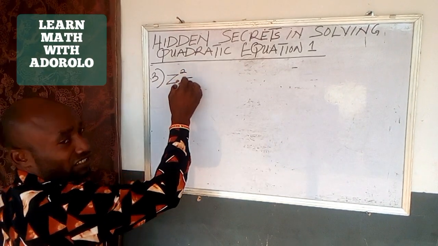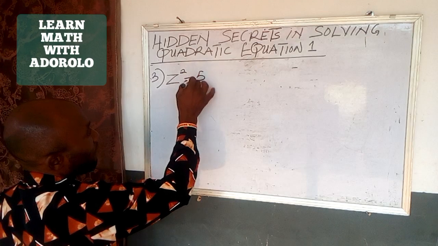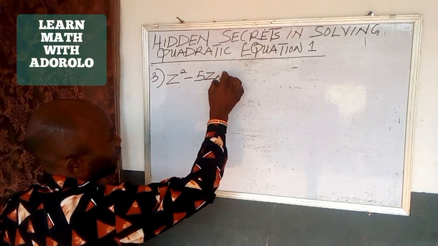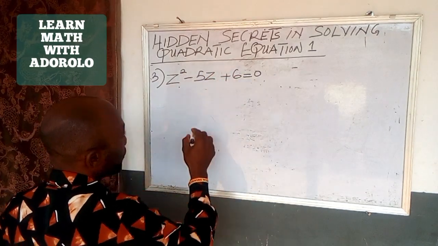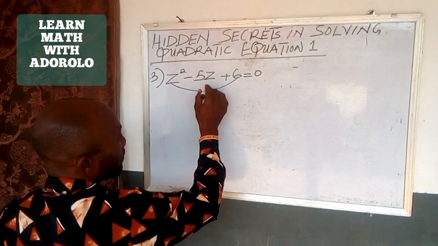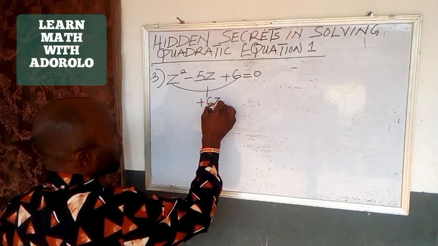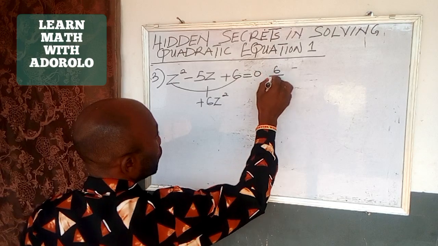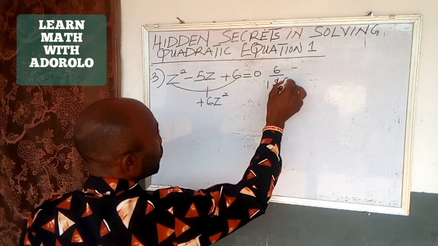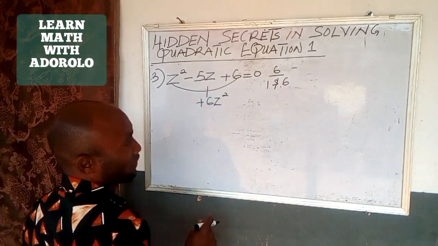And the last question is this, quickly. We have z squared minus 5z plus 6 is equal to 0. The same pattern you deal with this, that is z squared times plus 6, give you plus 6z squared. You bring 6 out, you find the factor. Some good students already know the factor, so getting the answer will be very simple.